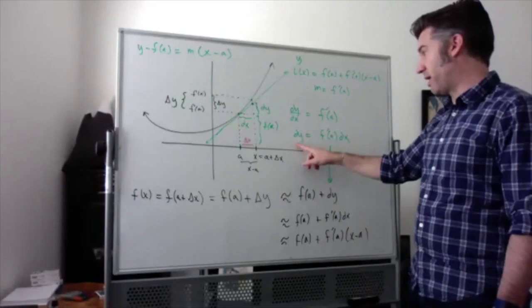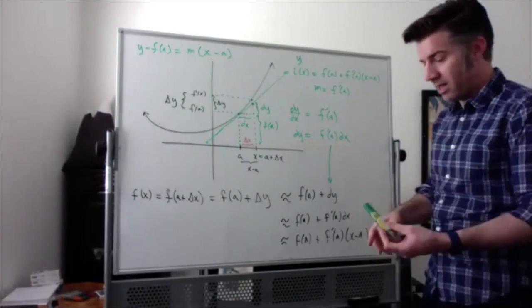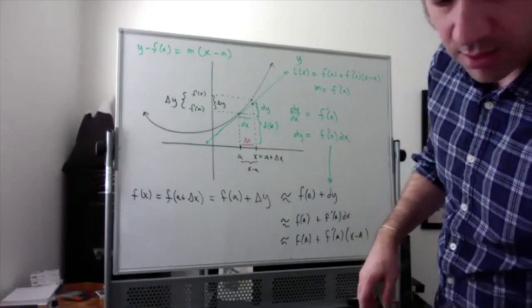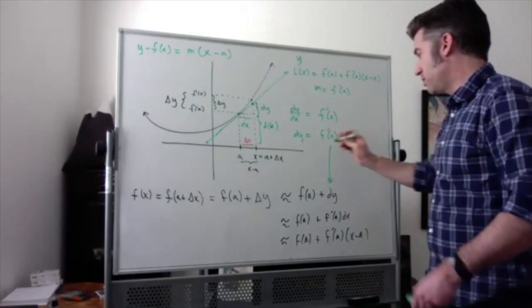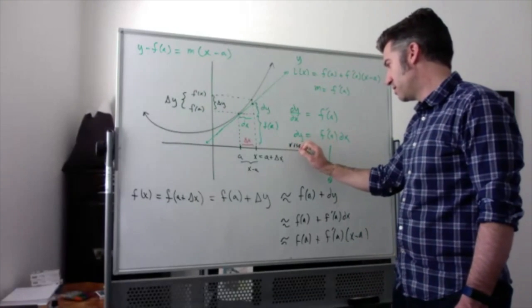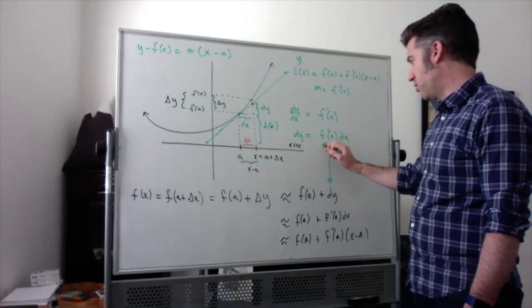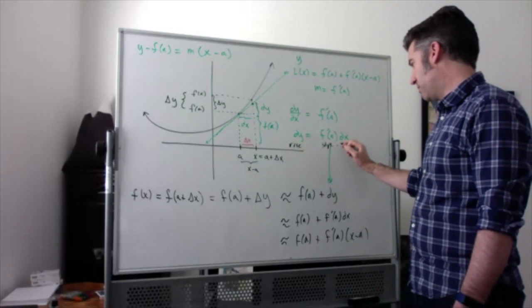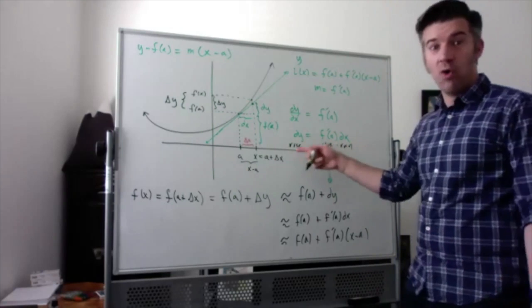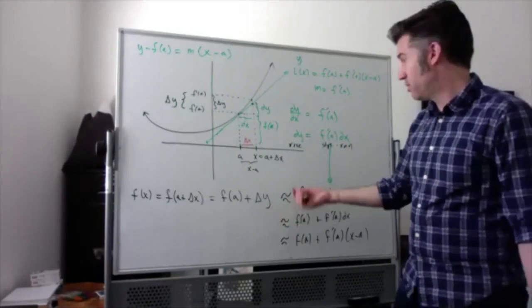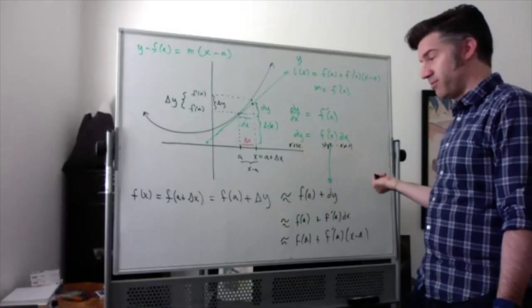We can solve for dy is equal to f prime of a dx, or as I often will say in my head, this is the rise, and the rise is equal to the slope times the run, because rise over run equals slope. So the rise equals the slope times the run.